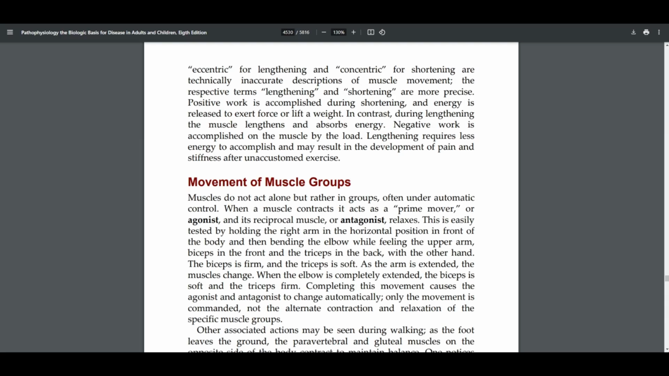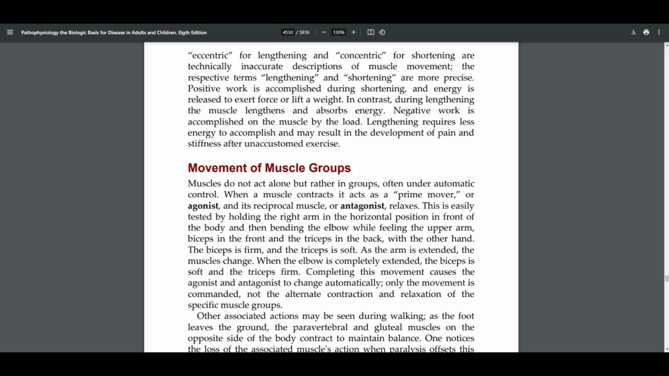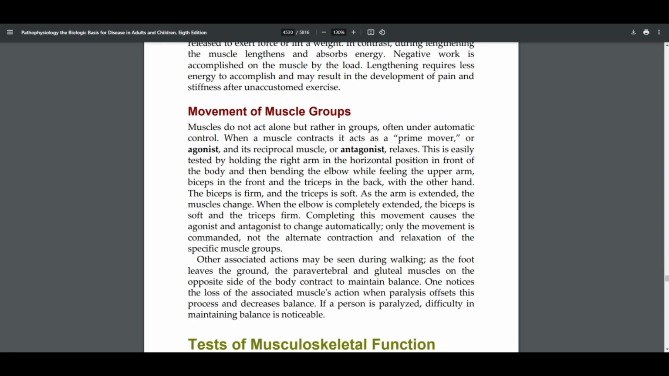Positive work is accomplished during shortening, and energy is released to exert force or lift a weight. In contrast, during lengthening, the muscle lengthens and absorbs energy. Negative work is accomplished on the muscle by the load. Lengthening requires less energy to accomplish and may result in the development of pain and stiffness after unaccustomed exercise.